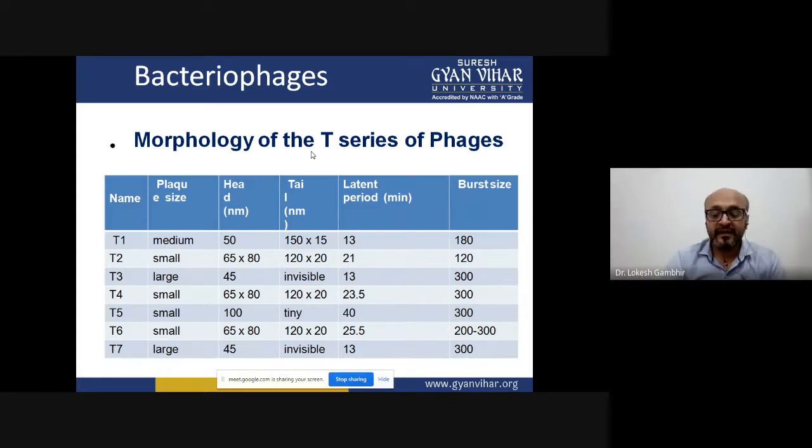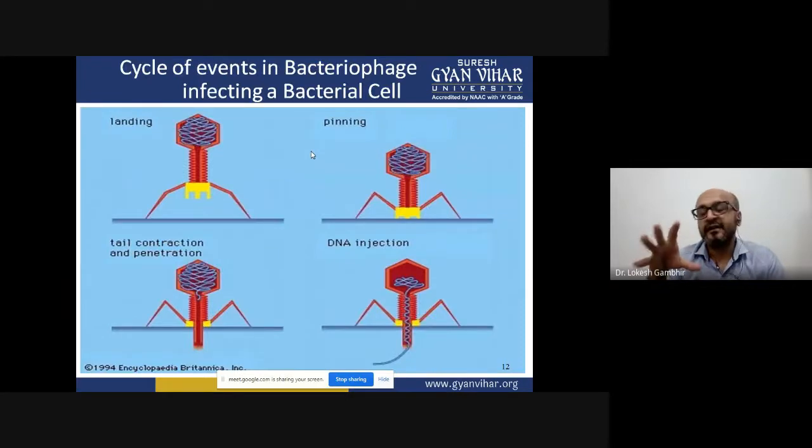The T series family is again very important because they contain multiple strong promoters, and those promoters are regularly used in recombinant DNA technology also.